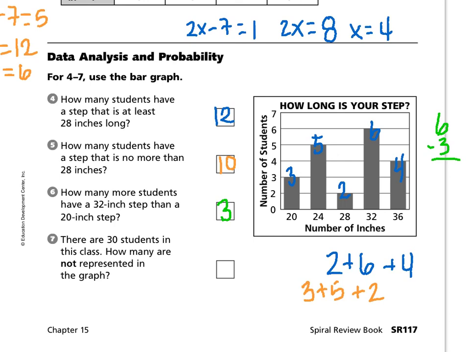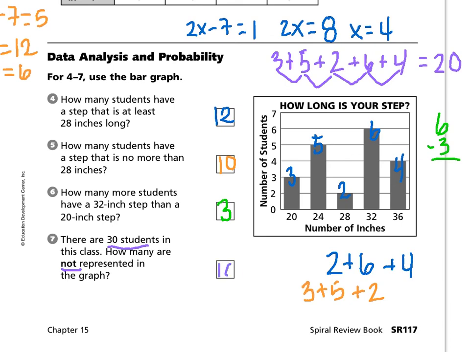The last question asks, there are 30 students in this class. How many are not represented in the graph? So I'm going to add all of them up to figure out how many are represented and then find the difference. So I know that 3 plus 5 plus 2 plus 6 plus 4 are represented. 3 plus 5 is going to be 8, plus 2 more is 10, plus 6 more is 16, plus 4 more is 20. There's 30 altogether, so the difference would be 10 students.